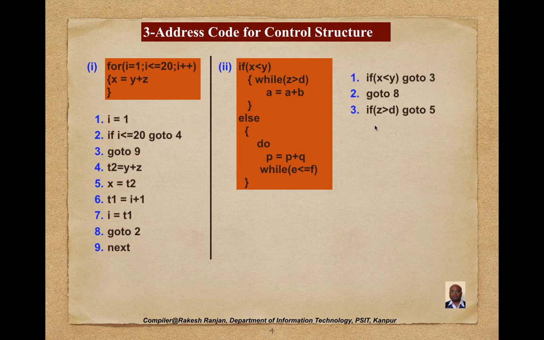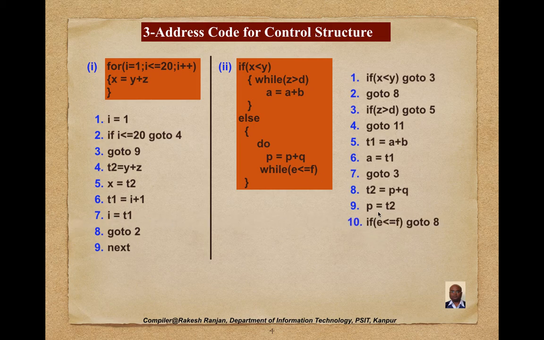So now the body of the if is started. If z is greater than d, then go to 5. Otherwise go to line number 11. So I can write t1 equal to a plus b, then a equal to t1, then go to 3, so that the while loop is repeated, and then t2 equal to p plus q. So this is the do-while part from line number 8, and p equal to t2 I can write. So p is updated here, and the while part is now implemented here. If e is less than 5, then go to 8, otherwise line number 11.